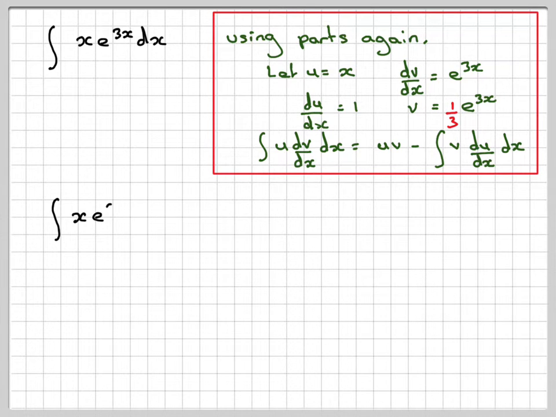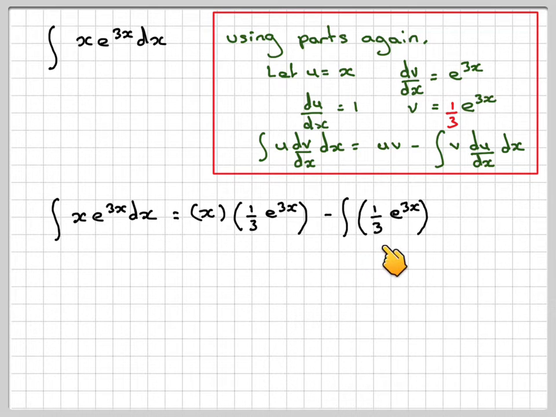So the integral of x e to the 3x dx will be equal to x, which is u, times v, which is 1/3 e to the 3x, minus the integral of 1/3 e to the 3x times 1 dx. This will become 1/3 x e to the 3x. Then if we integrate this, this will become e to the 3x, but we'll get another 1/3, which will now make it 1/9 e to the 3x, plus a constant.